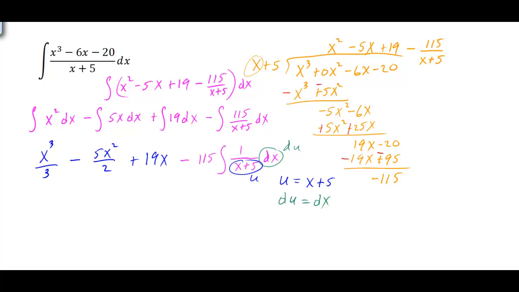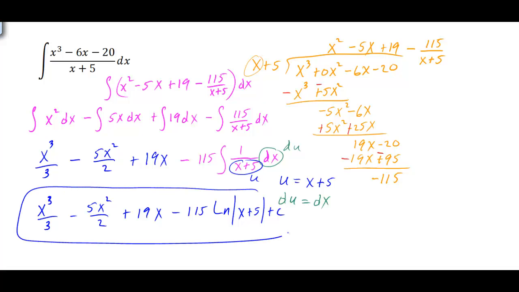So we would simply then have our x cubed over 3 minus 5x squared over 2, plus 19x, minus 115. And now that we have this du over u, that's going to be the natural log of u, which is simply x plus 5. So here we have our derivative.